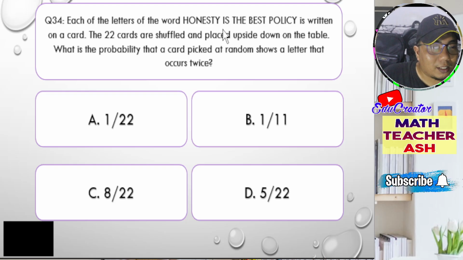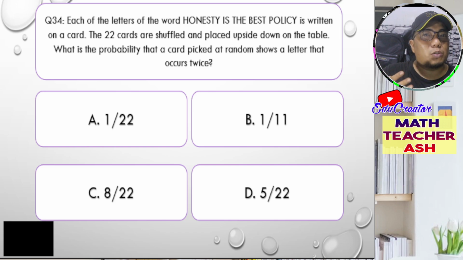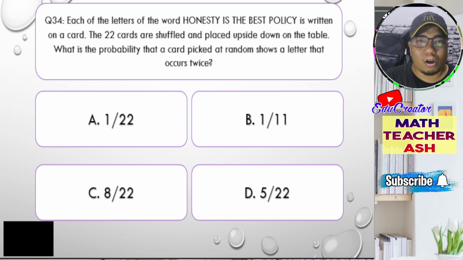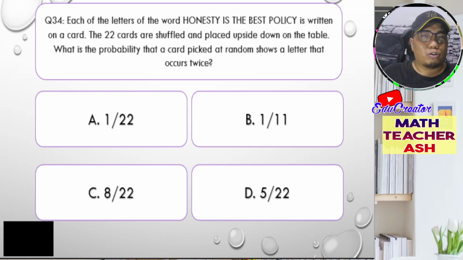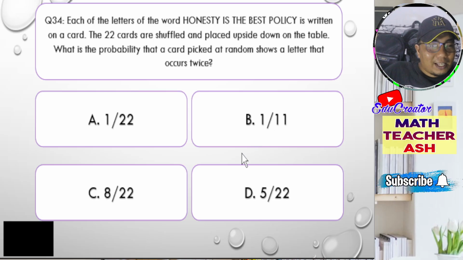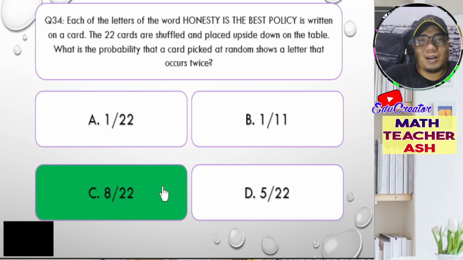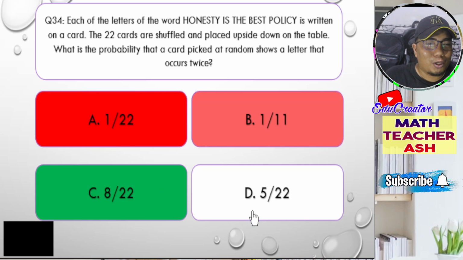All right, what else? I think I is also twice. S, we already finished with S. B once. P is only once. C is only once. L is only once. So we have 4 letters that occurred twice: the H, the O, the Y, and the I. Of course, that is 4 letters. And since each occurred twice, that is a total of 8 letters. So, 8 out of 22. The correct answer here is letter C. Alright, we are correct, my dear math learners. I hope you got that one.